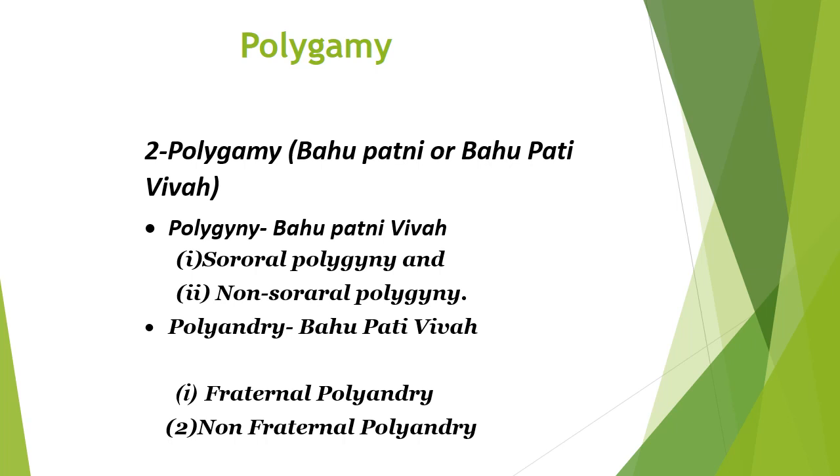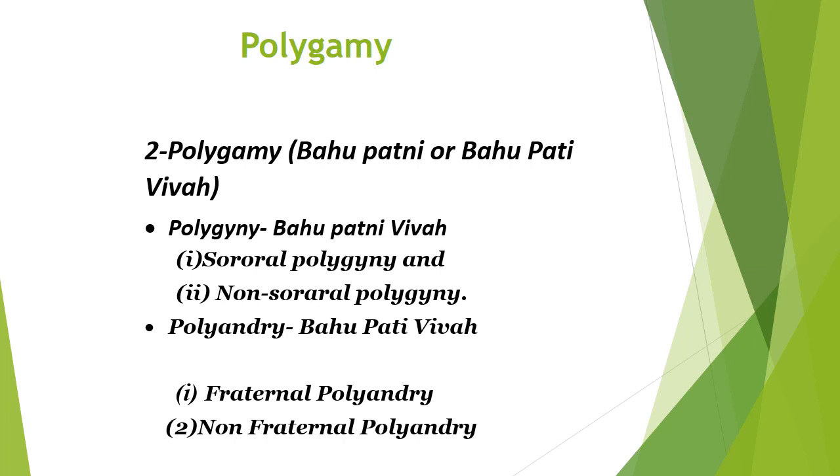Polyandry was prevalent in Mahabharata. If anybody has heard, in Mahabharata, all the Pandavas had one wife called Draupadi, and she used to be shared by them. So the system is, the woman will live for a specific period with one husband, then a specific period with the other husband, and so on. This is a form of marriage in which a woman marries several men. Now, what is non-fraternal polyandry?